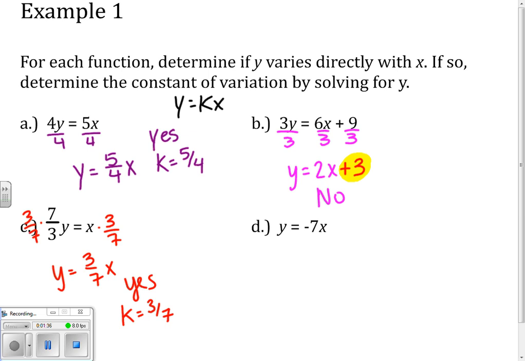Letter D is already in the form that you need it in, and it is a y equals kx, so this is a yes as well, where k is -7. It's okay for the constant to be a negative value. It's not a big deal. It is still a number that you multiply by all of the x's to get the corresponding y's.